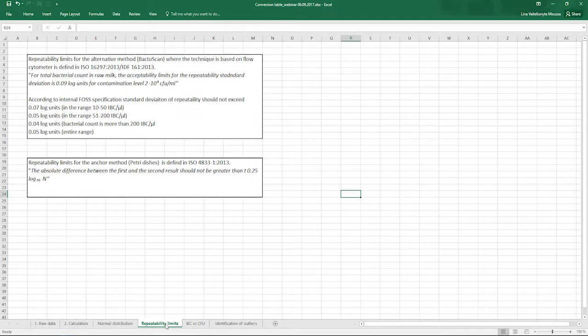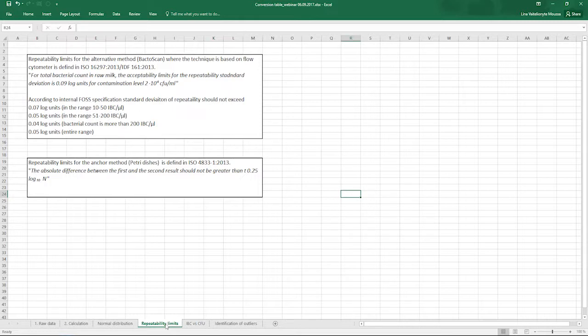However, we have internal specifications for standard deviation of repeatability, which should not exceed 0.07 log units in the range from 10 to 50 IBC per microliter, 0.05 log units in the range from 51 to 200 IBC per microliter, and 0.04 log units where bacterial count is more than 200 IBC per microliter. If you look at the whole range, 0.05 log units is an average. So this is for flow cytometer.